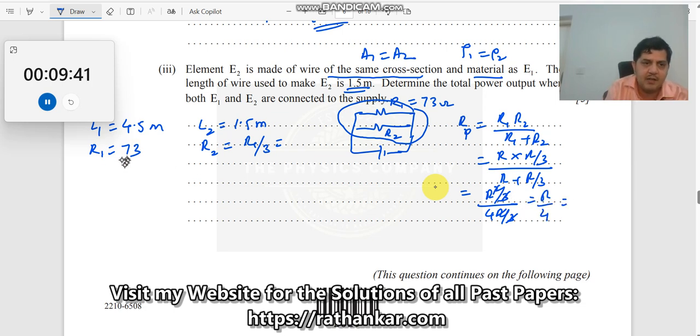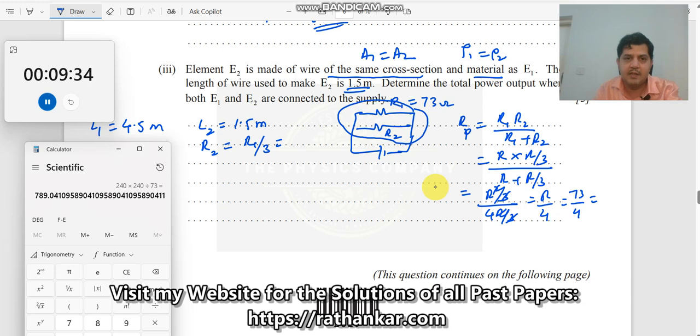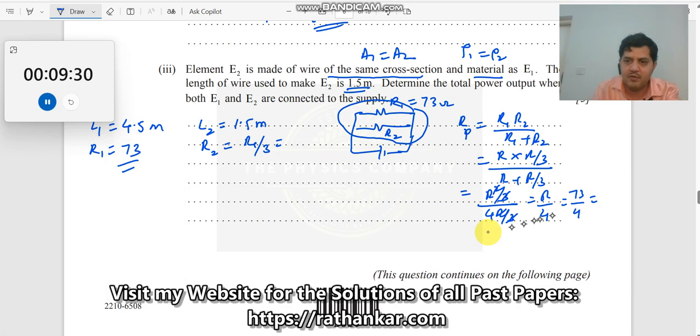Now substitute the value of R. R is equal to 73. 73 divided by 4. What's the value of 73 by 4? Let us do this. 73 divided by 4 should be 18.25 ohms, right? So now I don't want resistance, I want the power over here.